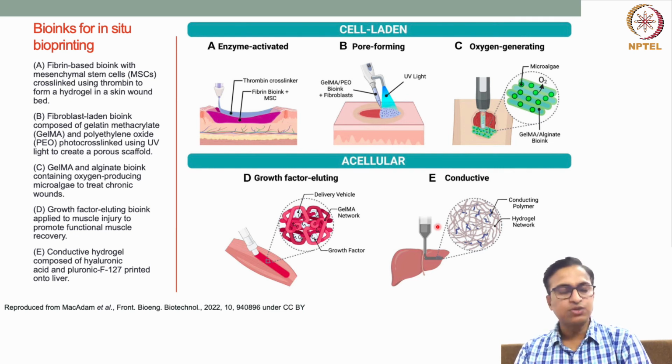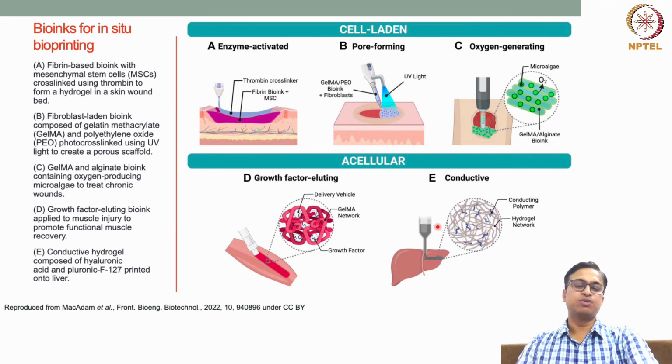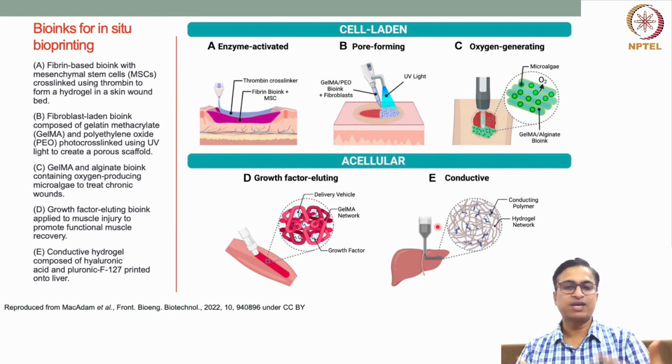So by this way we can use collagen for in situ bioprinting by putting the collagen in the wound bed. The wound bed in our body typically has a temperature of around 37 degrees centigrade. So that will provide the temperature that induces the cross-linking of the collagen molecules, and it will become gel.